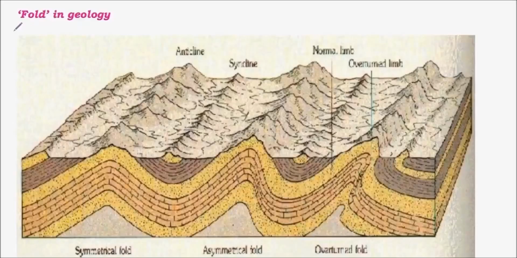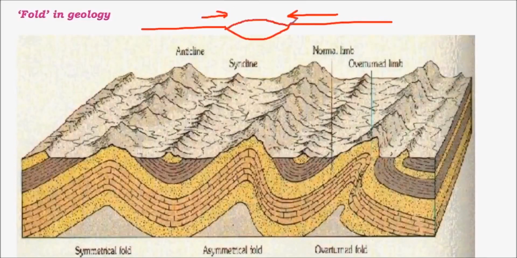Another important basic concept in orogeny is folding. Folding is a process in which two continental crustal plates move towards each other, compressing the sediments that are present in between these two plates. And as a result of this compression, this sediment undergoes deformation, giving rise to a fold. As you can see in this figure, the folds can be of different types.